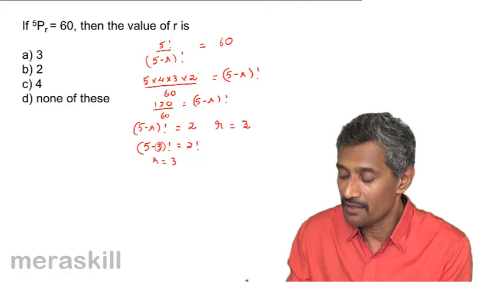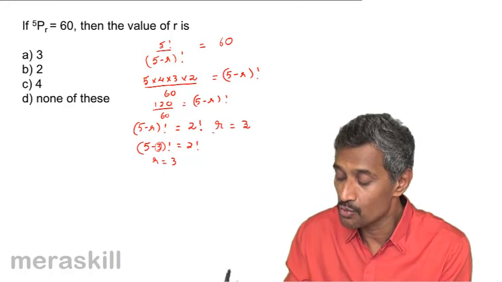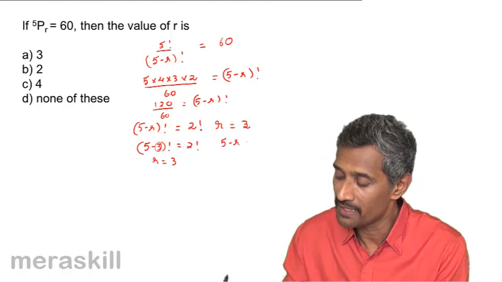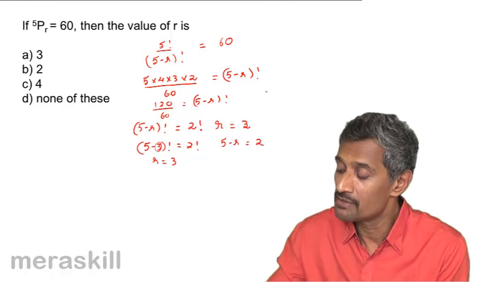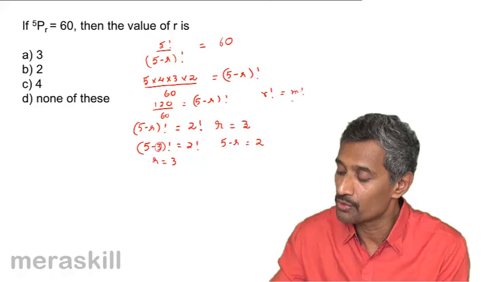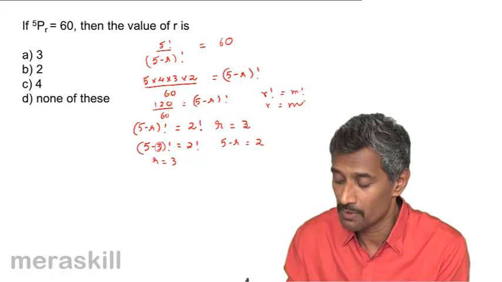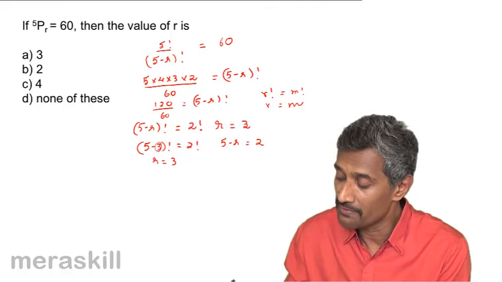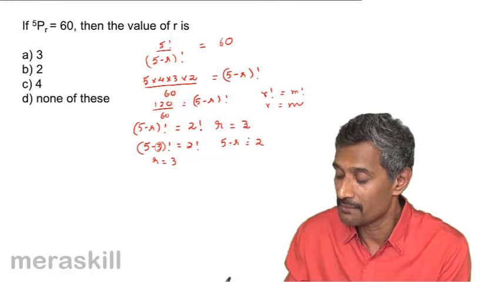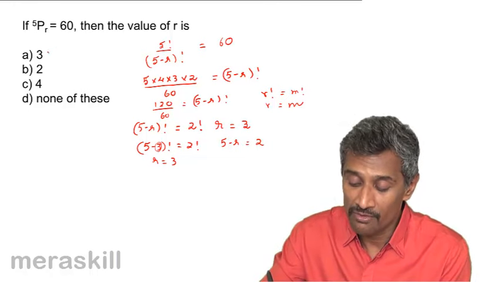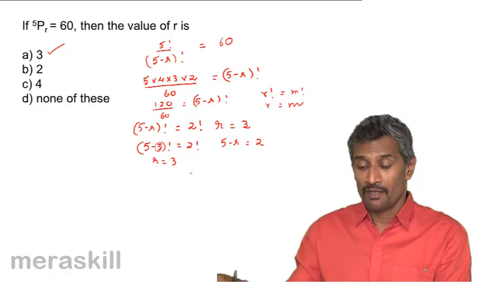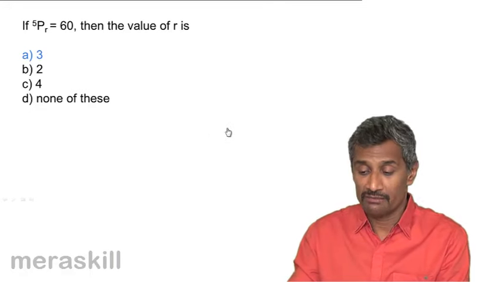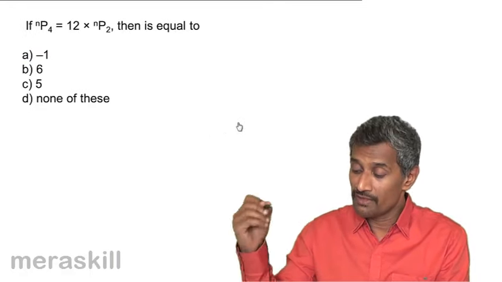5 minus R, 2, we can even write this 2 as 2 factorial. So (5 minus R) factorial is 2 factorial, which means that 5 minus R is 2. Because if R factorial is M factorial, it means that R is equal to M. Simple logic. So convert both the sides to factorial. So we get 5 minus R is 2, and hence R is 5 minus 2, 3. And hence the value of R is 3. So yes, we do have it as 3. This is a simple way of solving an equation. Let's check what the next one we have is.